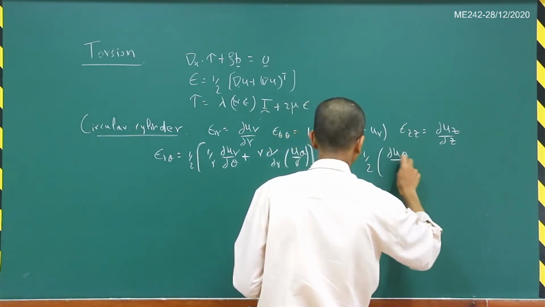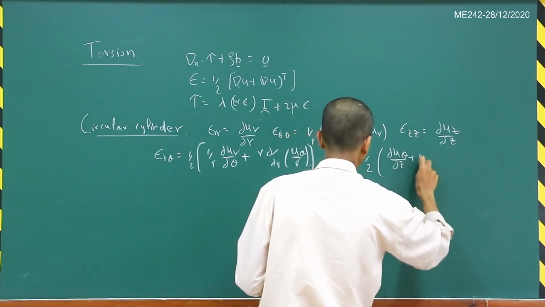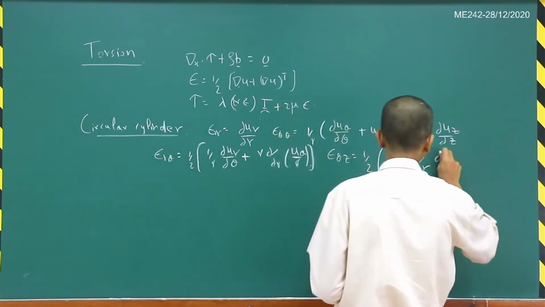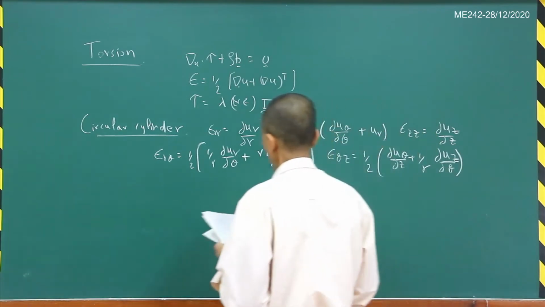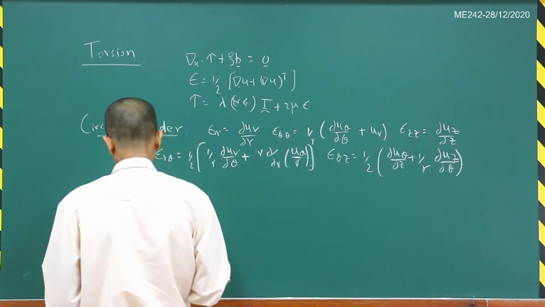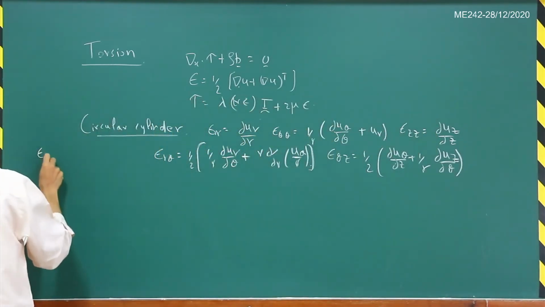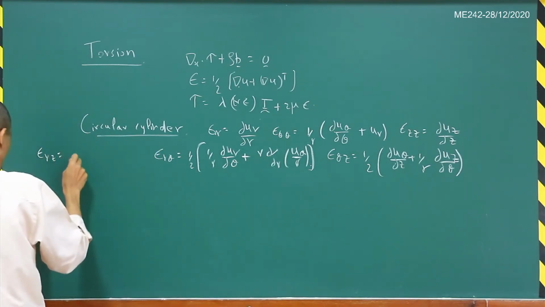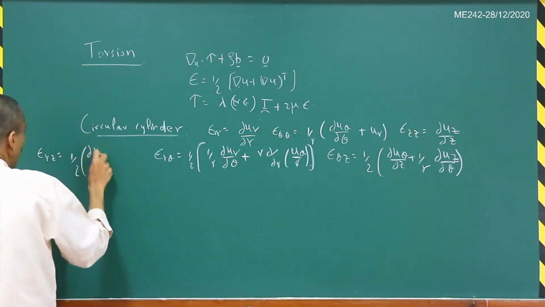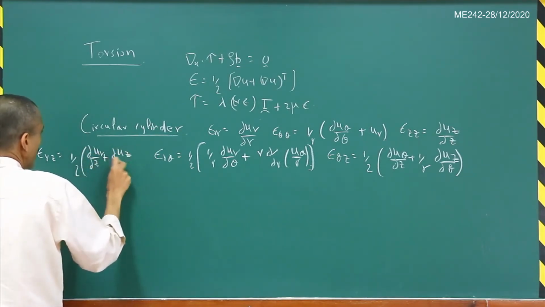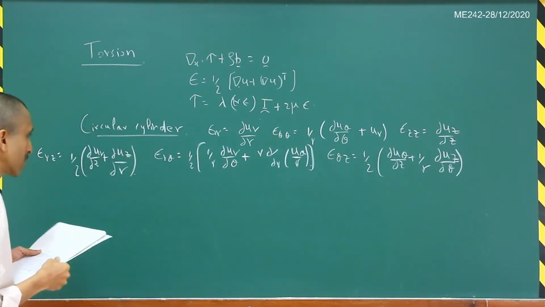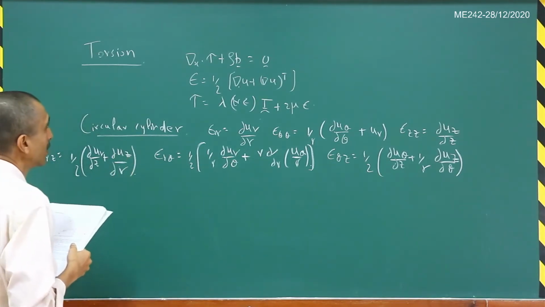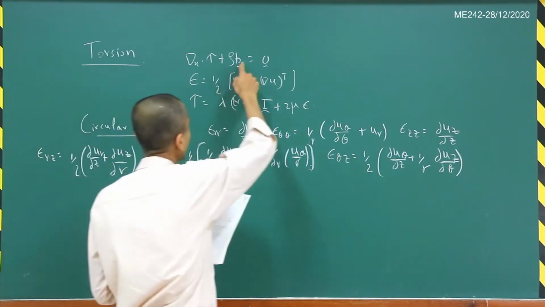epsilon theta z is equal to 1 by 2 del u theta by del z plus 1 by r times del u z by del theta, and epsilon rz is equal to del ur by del z plus del uz by del r. So these are the strain displacement relations, and then the equilibrium equations. So let us write those also.